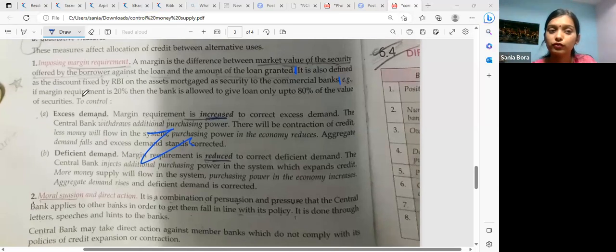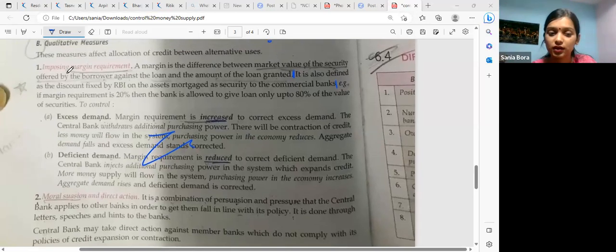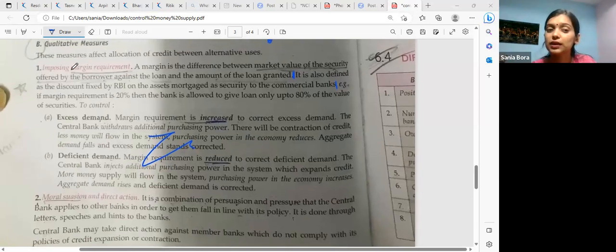So what you are going to do, first you will write qualitative measures, okay, and then you will write imposing marginal requirement till here, and then moral suasion, then you will leave eight lines, then you will write moral suasion and the direct action, then you will write this. Okay? Okay, ma'am.